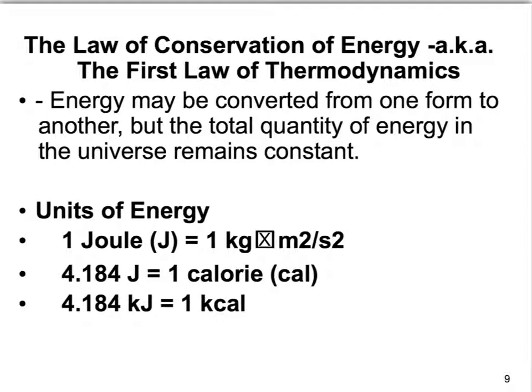Another thing that's really good to know are these units of energy. 1 joule, abbreviated capital J, is equal to 1 kilogram meter squared per second squared. 4.184 joules is equal to 1 calorie, abbreviated cal. And 4.184 kilojoules is equal to 1 kilocalorie. We will be using these frequently throughout this chapter.